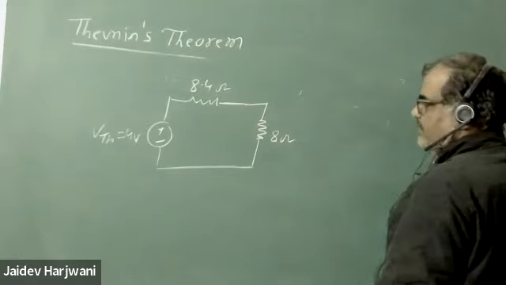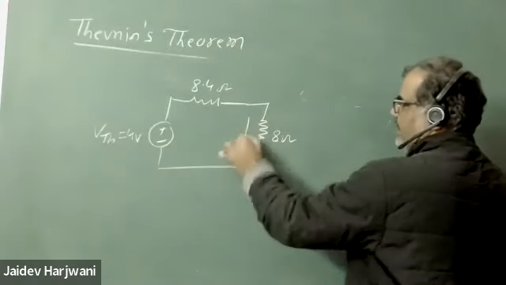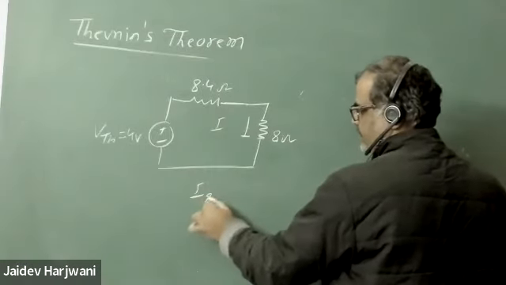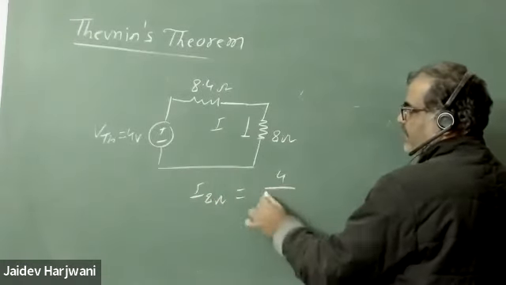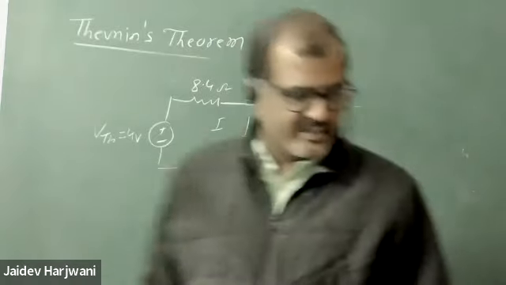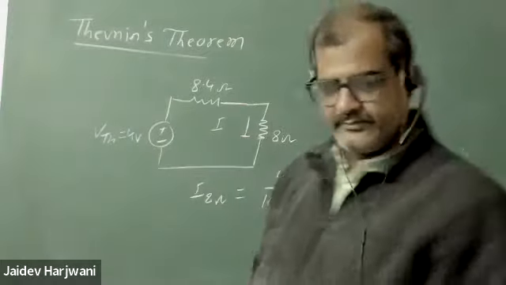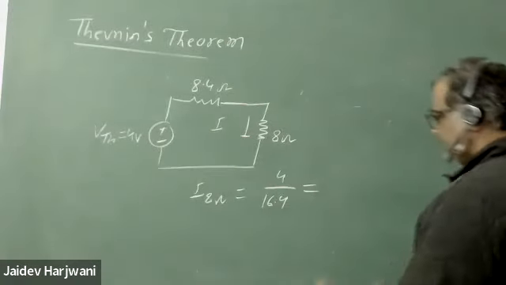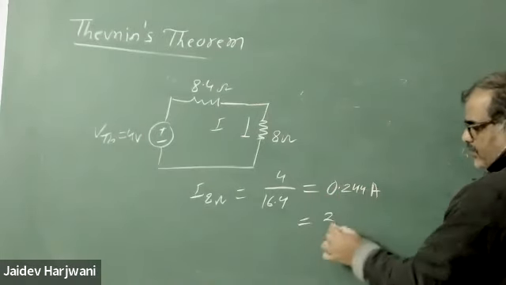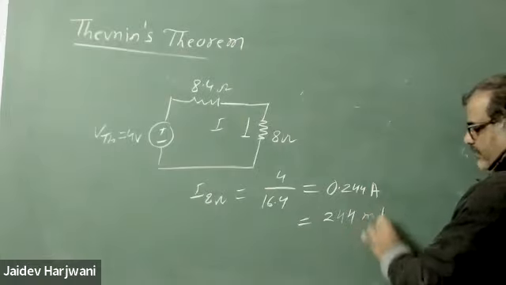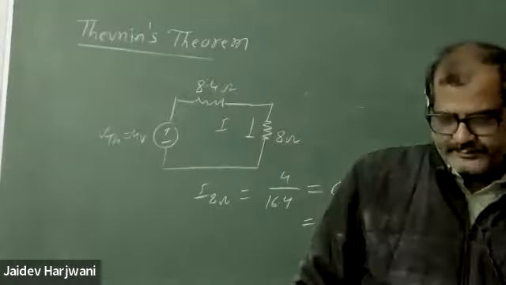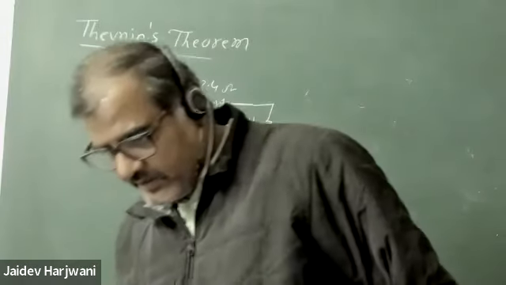Okay, and they were asking what is the current through this 8 ohm, I8 ohm. So I8 ohm will be 4 divided by 16.4. Calculate how much is coming. So it should come 0.244 ampere, or you can write 244 milliampere. Check and tell me whether it's coming or not.